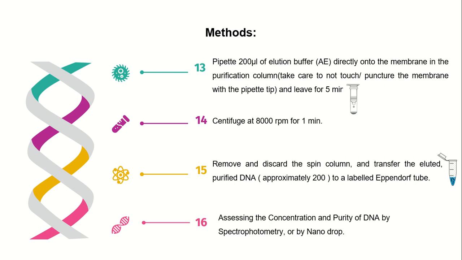Then remove and discard the spin column and transfer the eluted purified DNA to a new labeled Eppendorf tube.